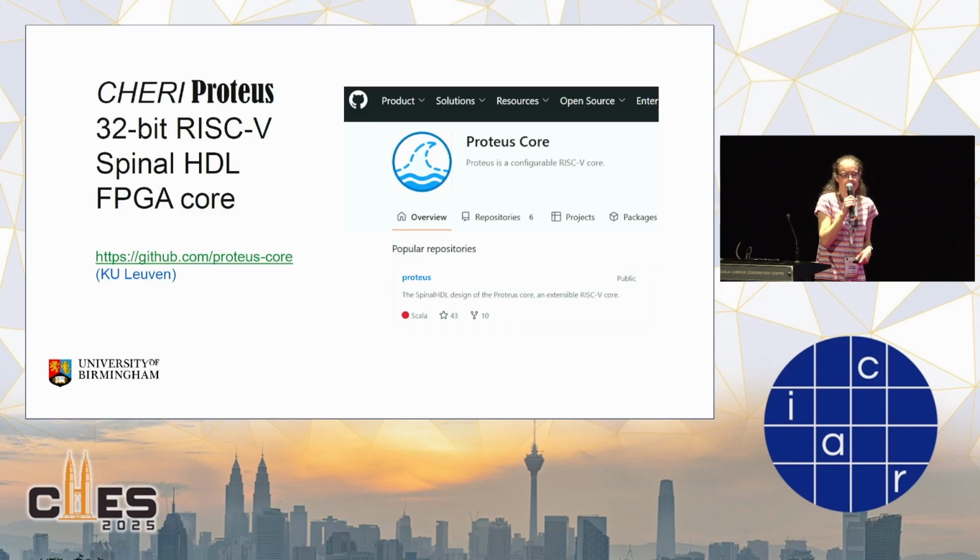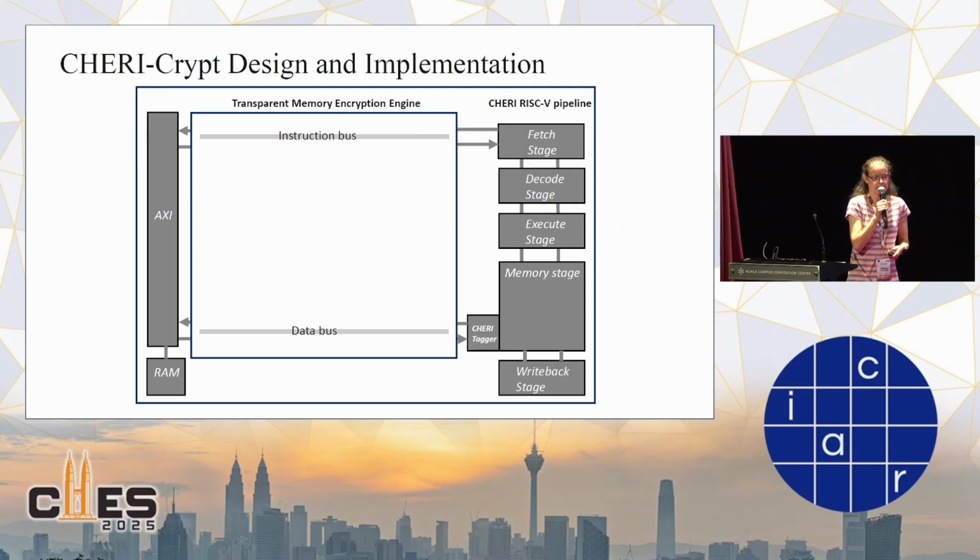So we designed the encryption engine based around an existing CHERI 32-bit RISC-V FPGA core that was initially developed by KU Leuven and is freely available on GitHub. So we extended this core. This processor consists of a standard 5-stage pipeline, which connects over the AXI interconnect to the external memory and other peripherals. And our engine sits in between these on the instruction and data bus.